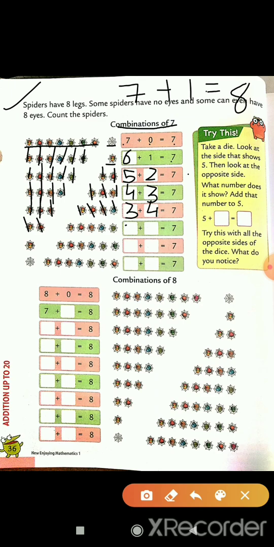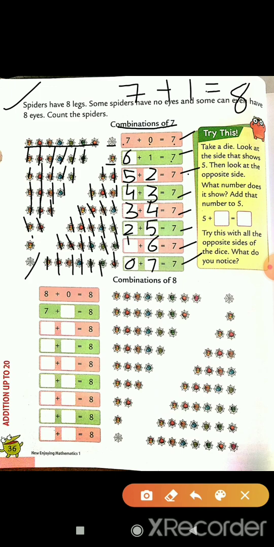1, 2 and 1, 2, 3, 4, 5. 2 plus 5 is equal to 7. 1 and 1, 2, 3, 4, 5, 6. So 1 plus 6 is equal to 7. 0 because here only the web is there, there is no spider. So 0 and 1, 2, 3, 4, 5, 6, 7. So 0 plus 7 is equal to 7. Just count the number of combinations: 1, 2, 3, 4, 5, 6, 7 and 8. So the combinations of 7 are 8.